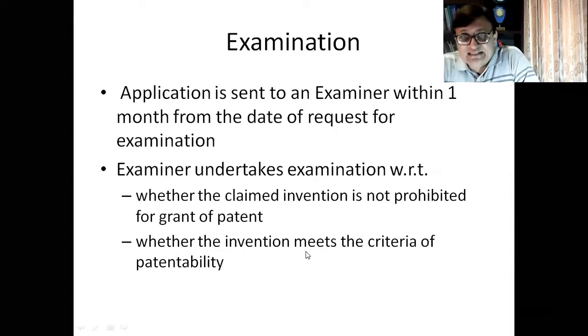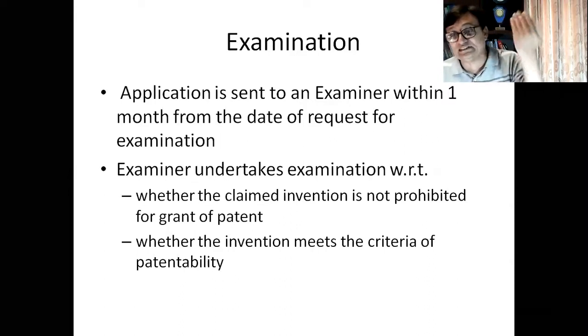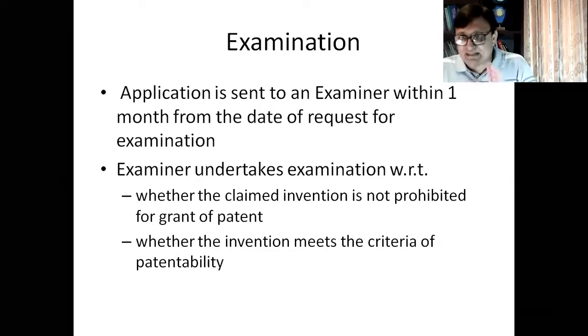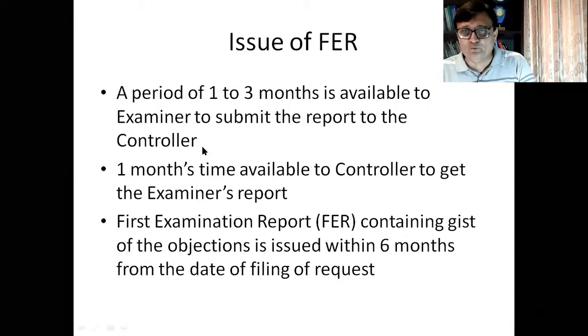Then there will be an examination. The application is sent to the examiner within 1 month from the date of request, who may be a scientist. The examiner undertakes examination whether the claimed invention is prohibited for the grant of a patent, whether it is covered under Section 3. If it is covered, then the application is rejected. If it is not covered, and the invention meets the criteria of patentability, that is the 3 tests, and it is qualified, then he will approve.